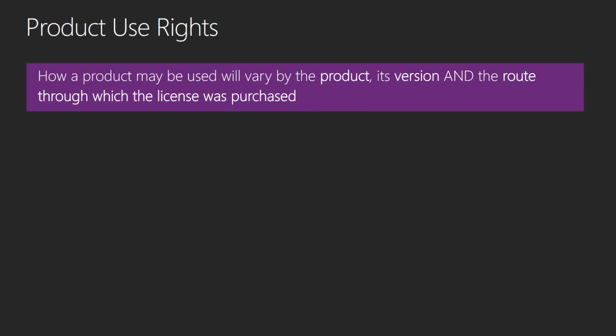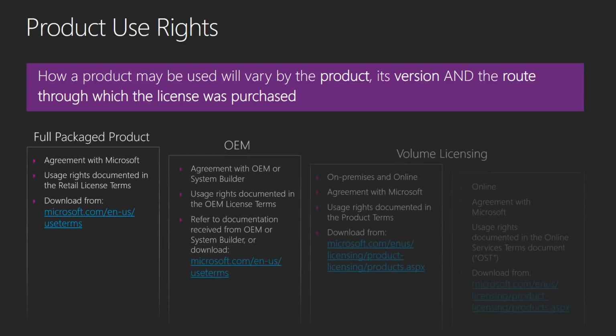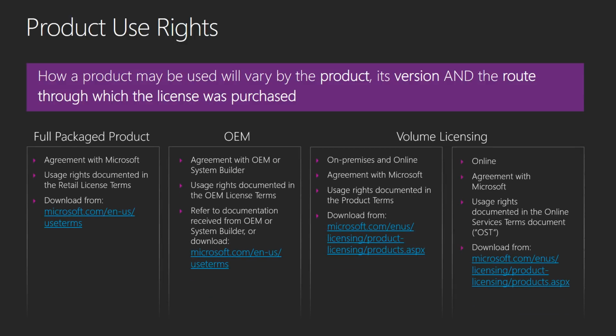But where do customers go to see definitively how they may use a product? Well, actually, there's not just a single answer here, because look at the purple box at the top of this slide. How a product may be used will vary by the product, its version, and the route through which the license was purchased. So that leads to quite a few different permutations and combinations of usage rights, but they are all documented in various documents which are freely available for anyone to find online.